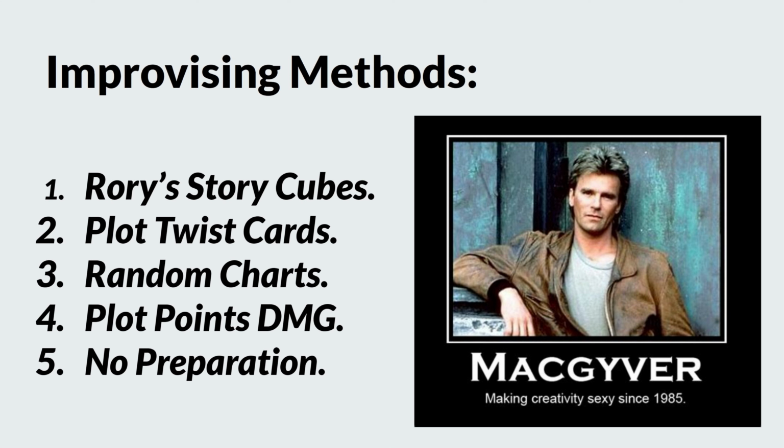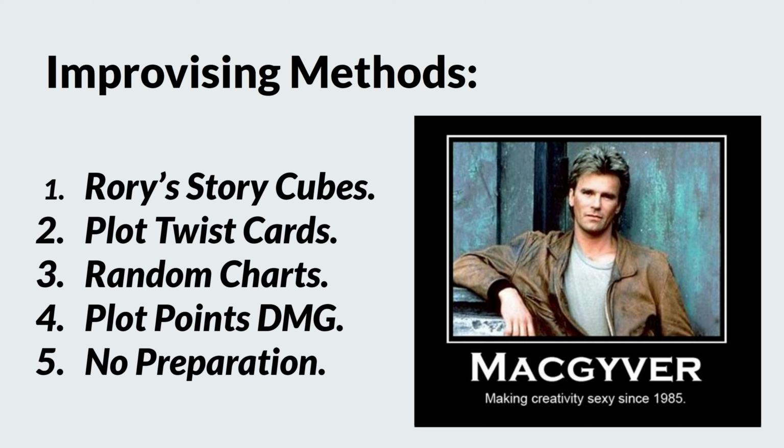The next one is your random charts. You'll be aware of this. You'll have seen them. You'll see them in books. You'll encounter them on the internet. Random charts and generators. And then plot points, or plot, I guess you would say, it's in the Dungeon Master Guide, and it's basically a point or an asset that a player will use in your game. And then finally, in terms of an improvising method, is just doing no preparation. So I want to cover each one, the pros and cons of each technique, and then we'll proceed from there.